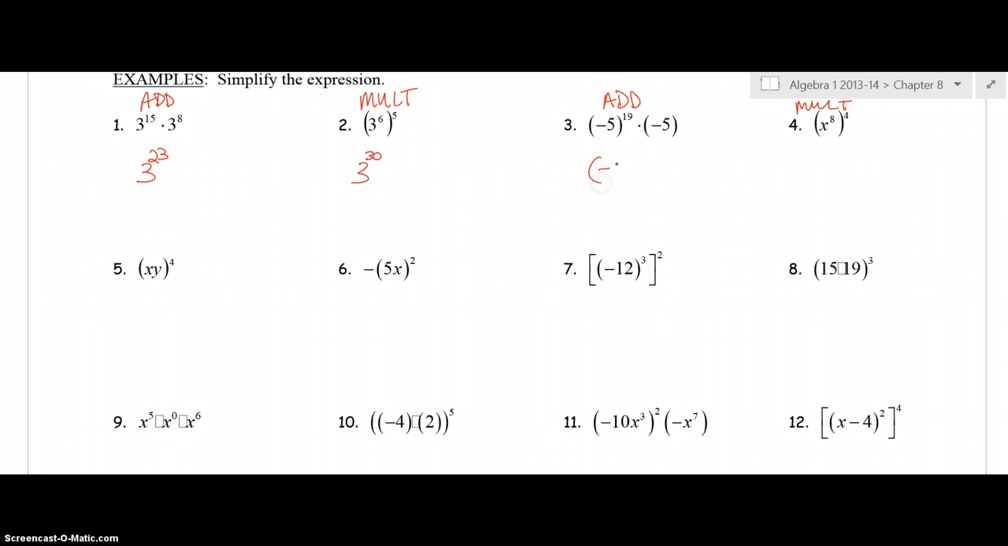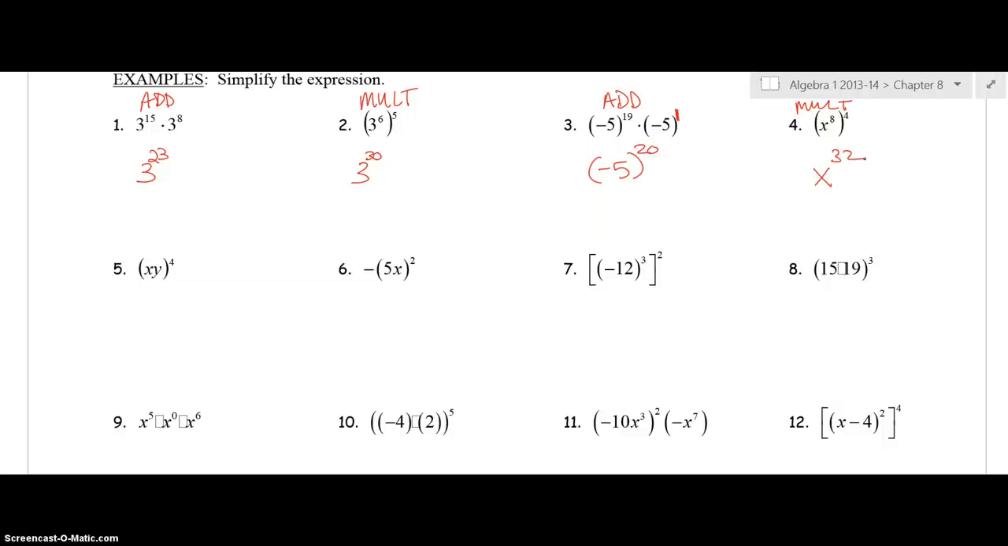Now if a negative starts in parentheses, it stays in parentheses. But what are we adding? 19 plus what? 1. That's right. There's an implied 1 right here because there's 1 -5. So if we add those together, we get 20. Keep the base the same. Multiply. Okay, so 5 through 8, what rule are we using?